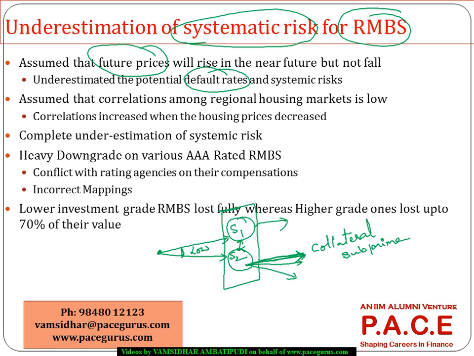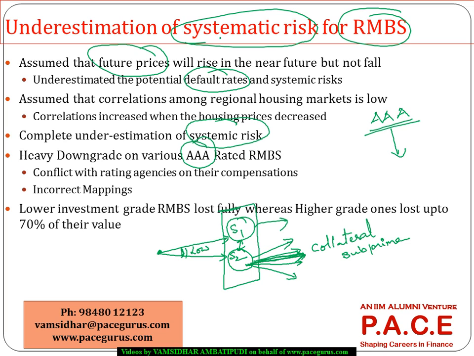So when one had a downfall, the others also had a downfall, and overall losses got aggravated. So just with the assumption in the model that the future prices are not going to fall, and the correlation between the two is almost negligible, that has resulted in a complete underestimation of the systemic risk, which means after a few periods it has resulted in heavy downgrades. Initially, all these mortgage backed securities were given something like a AAA kind of rating, but within no time they had to be downgraded.